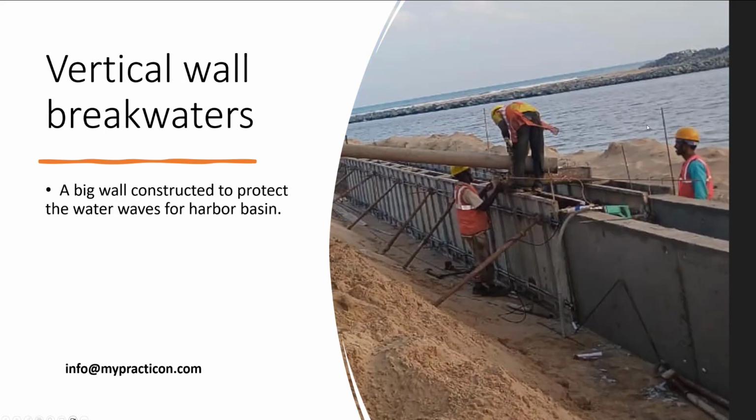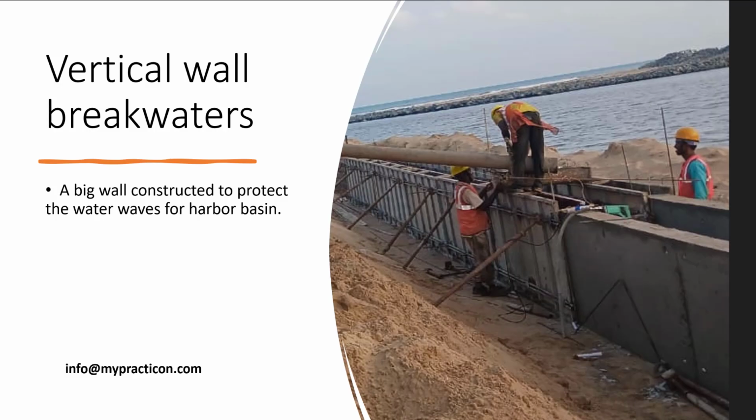The other one is the vertical wall breakwater. What it is, actually, is a big wall constructed to protect harbor basins from water waves. It is probably based on cement or concrete or different types of material, but a big wall will be constructed to protect against the waves and to allow harbor operations.